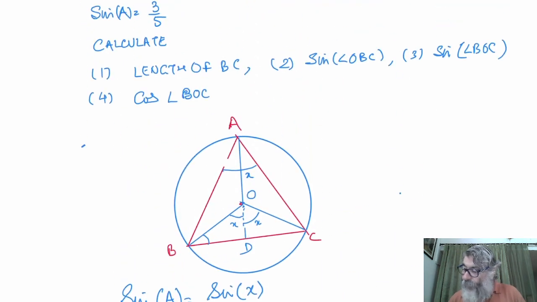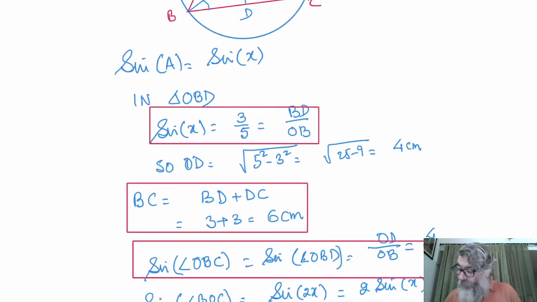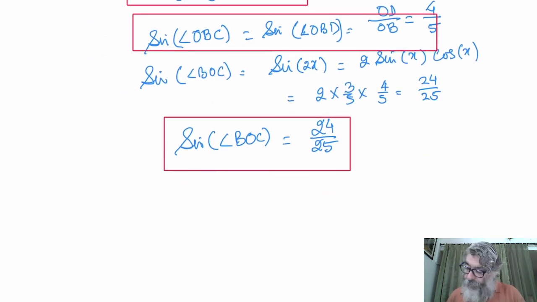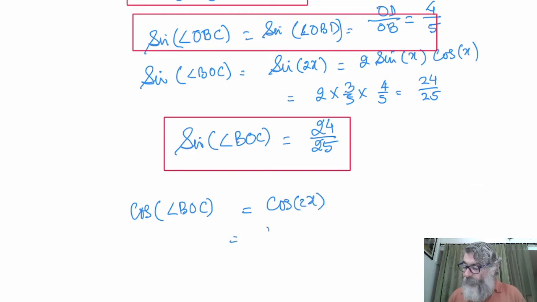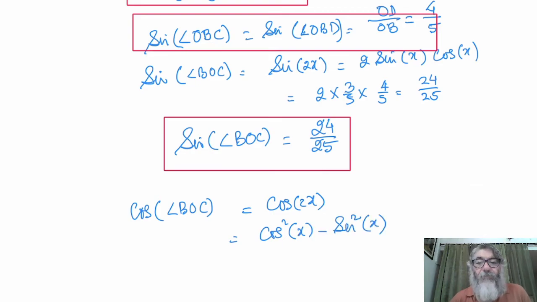Now he wants cos of BOC. Cos of angle BOC, that is cos of angle 2x. Cos of 2x is cos square x minus sin square x. This is the formula for cos 2x.